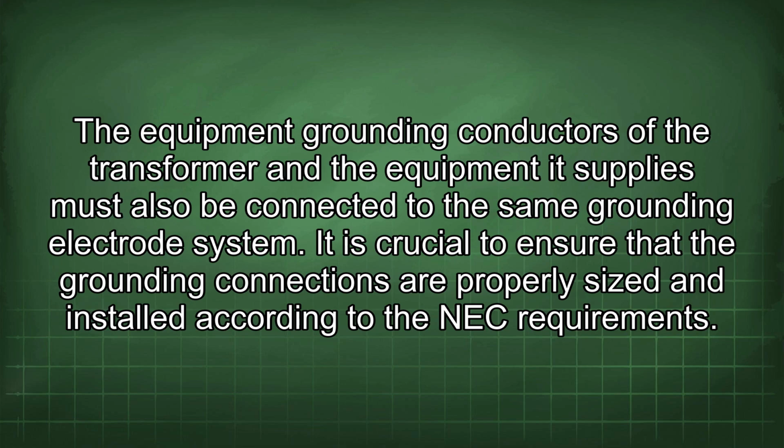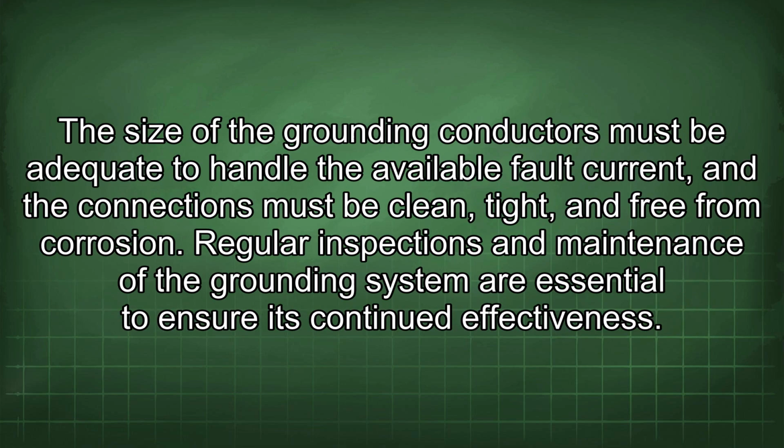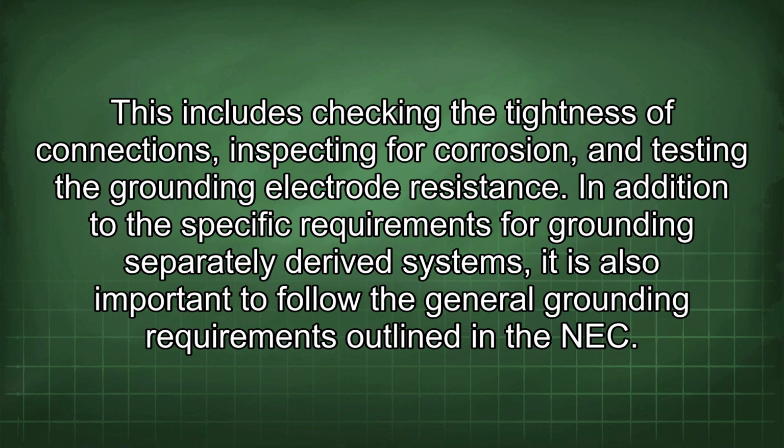It is crucial to ensure that the grounding connections are properly sized and installed according to the NEC requirements. The size of the grounding conductors must be adequate to handle the available fault current, and the connections must be clean, tight, and free from corrosion. Regular inspections and maintenance of the grounding system are essential to ensure its continued effectiveness. This includes checking the tightness of connections, inspecting for corrosion, and testing the grounding electrode resistance.